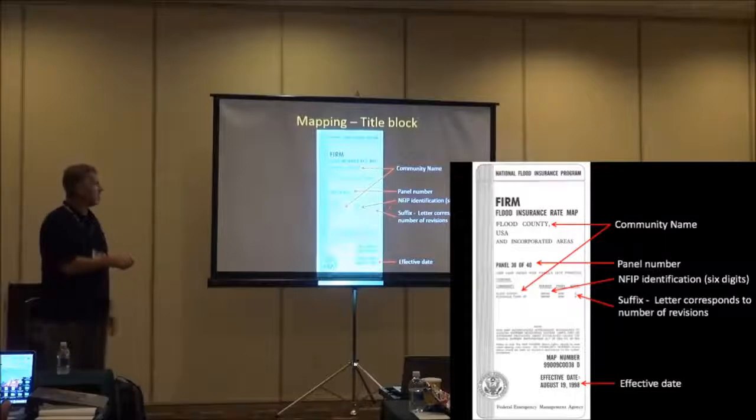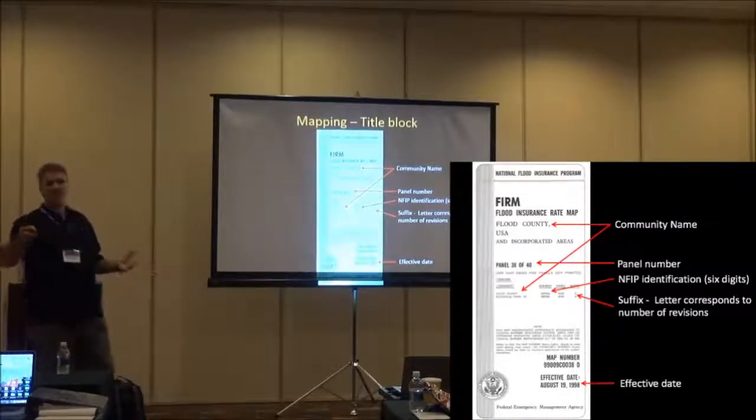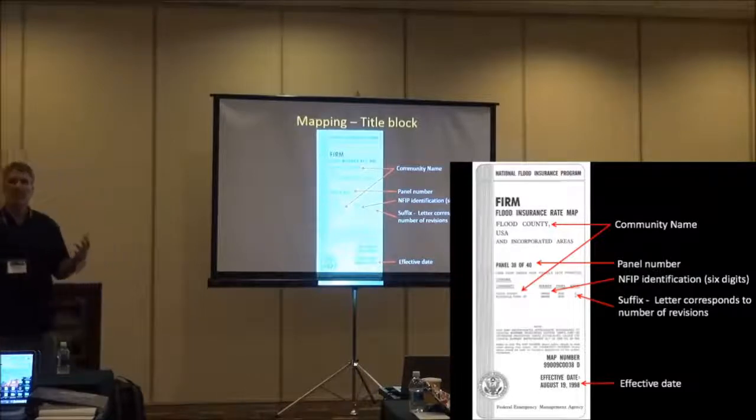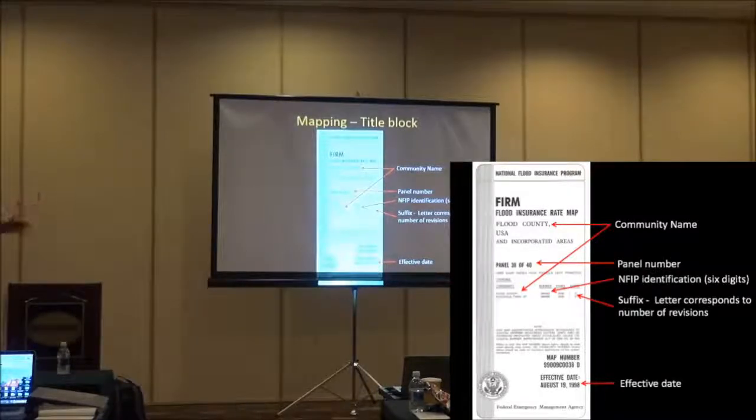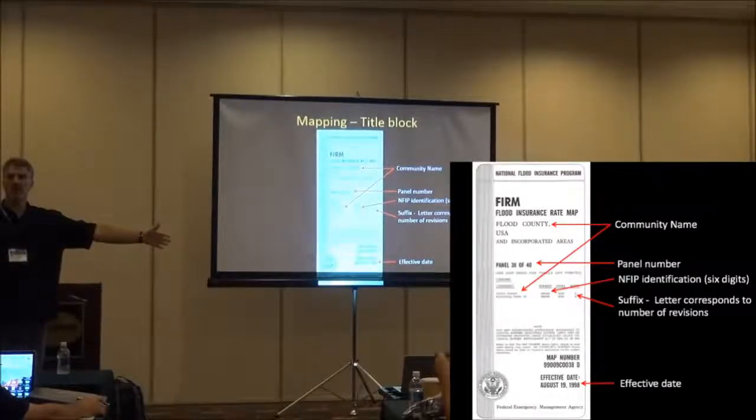The reason that's important is these have different NFIP identification numbers. If you have one of these maps in front of you, you can see what I'm talking about. While it's all Flood County, USA, I can have different communities on the same map that have different numbers. Seems like an insignificant detail, but it's really important because if I'm identifying these community numbers, which in turn relate to how I'm going to show them on the elevation certificate, I need to make sure that community number is correct.